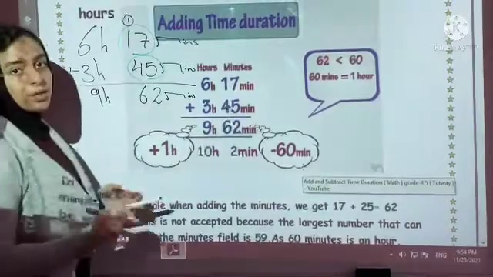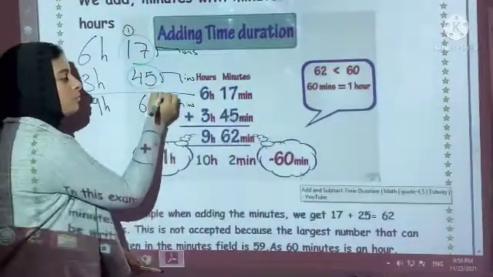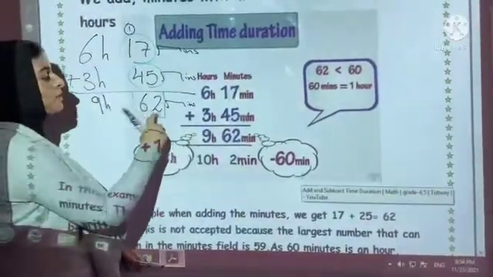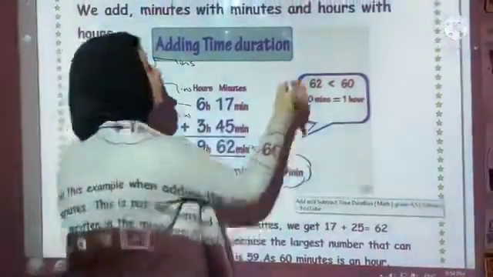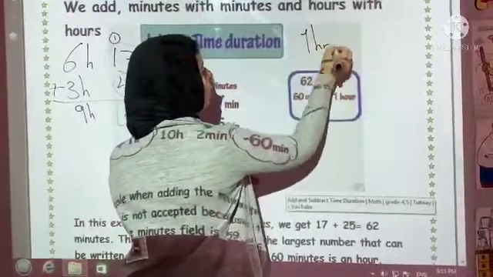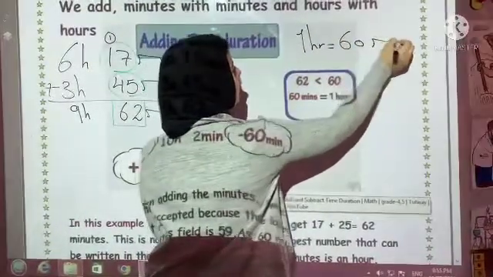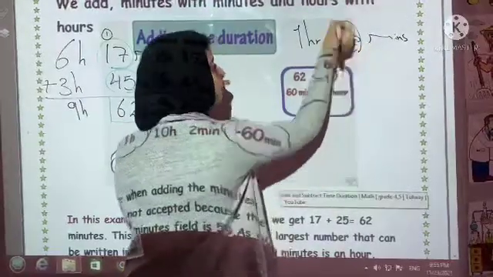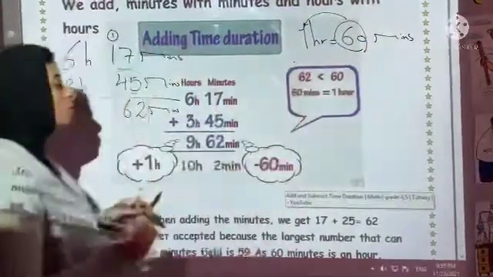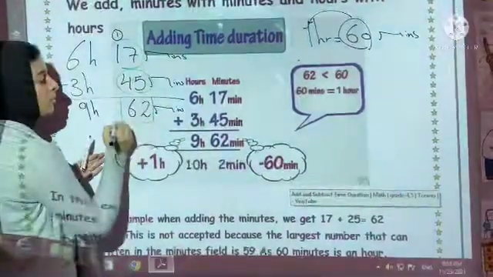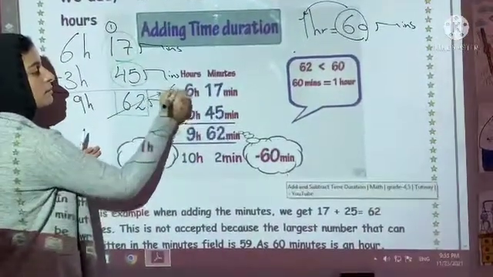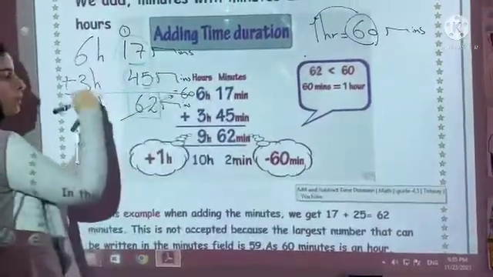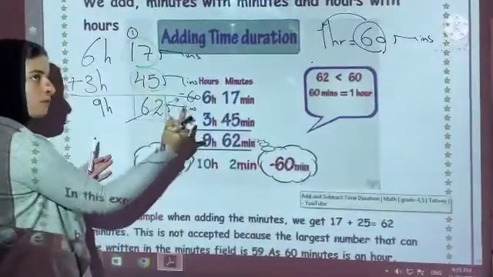But I have something here, Junior 4. I can't put a number larger than 60 in the minutes. So here I have 62. You know, Junior 4, 1 hour equals 60 minutes, and when I have 60 minutes, that means I have 1 hour. So now I'm going to regroup from here. Take 60 minutes and put it as 1 hour in the hours.